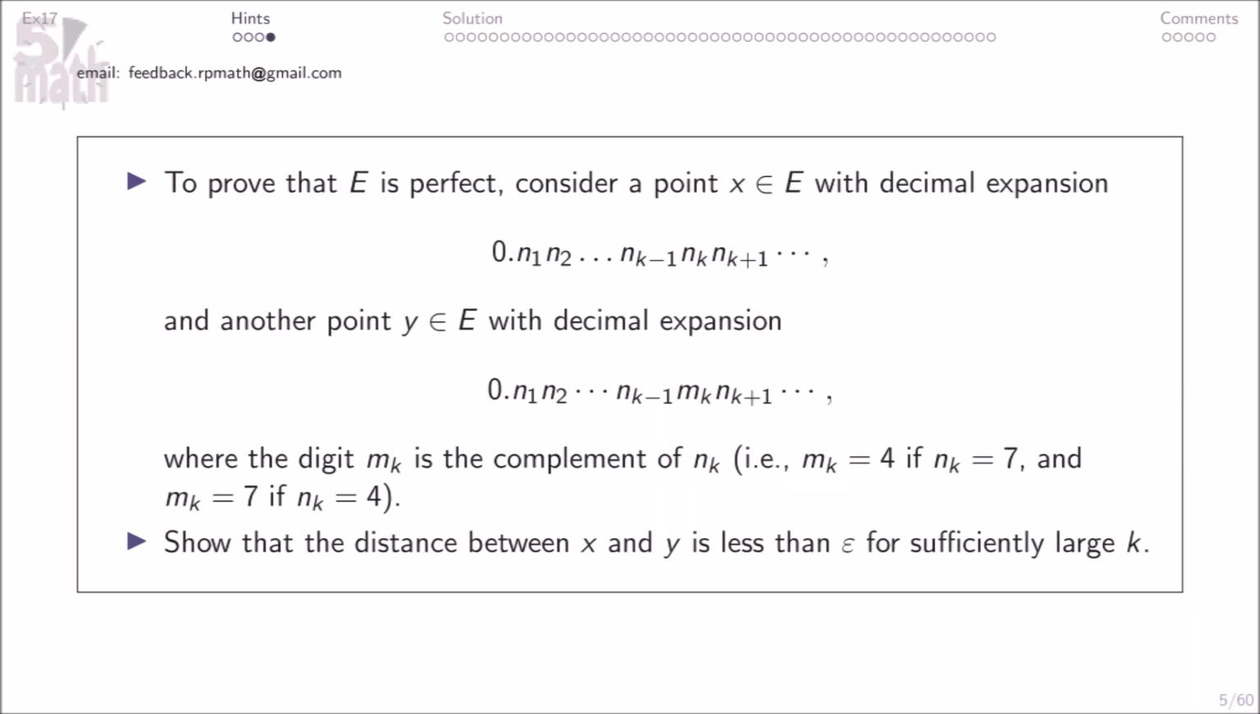To prove that E is perfect, consider a point x in E with decimal expansion here, and another point y in E with decimal expansion here, where the digit m_k is the complement of n_k. That is, m_k equals 4 if n_k equals 7, and m_k equals 7 if n_k equals 4. Show that the distance between x and y is less than epsilon for a sufficiently large k.